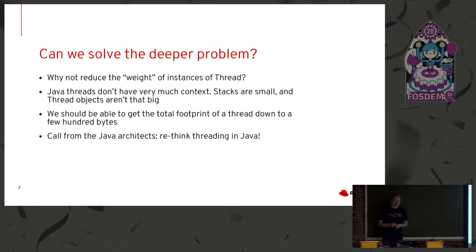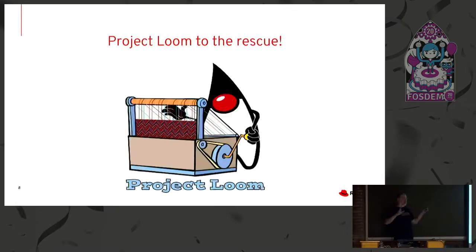So why not reduce the weight of instances of thread? Java threads don't need very much context, really. It's certainly an awful lot less than kernel threads do. And we should be able to get the total footprint of a thread down to a few hundred bytes. This has been done in the past. I mean, there were systems going back even as far as the 1960s, I believe, with super lightweight threads to do this sort of thing. So there is a fair bit of prior art here, but how can we bring this to Java?